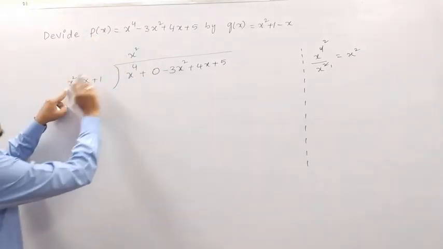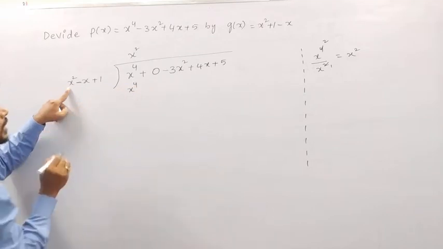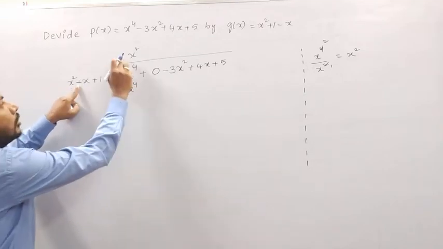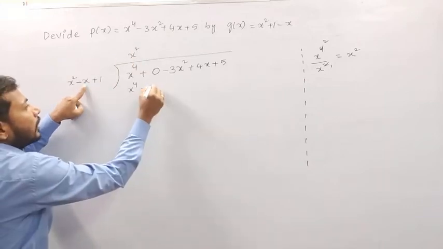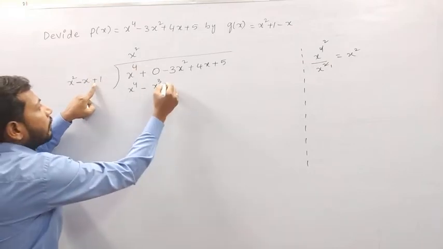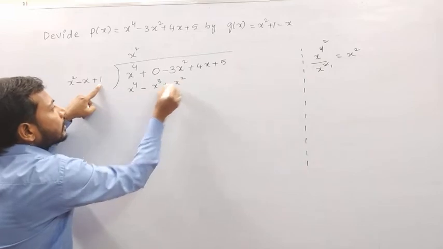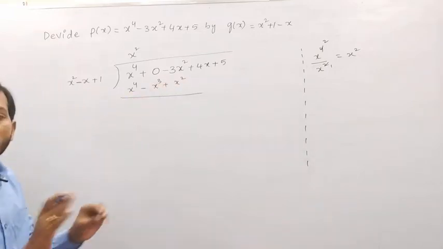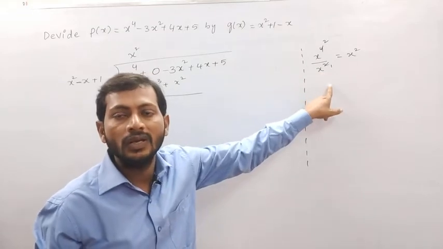Then simply multiply x square into x square: x power 4, sir. Minus into plus: minus, sir. X into x square, x power 3, sir, plus into plus: plus, sir. 1 into x square, sir. I hope one step is clear. I hope you understood. This is a very easy method.